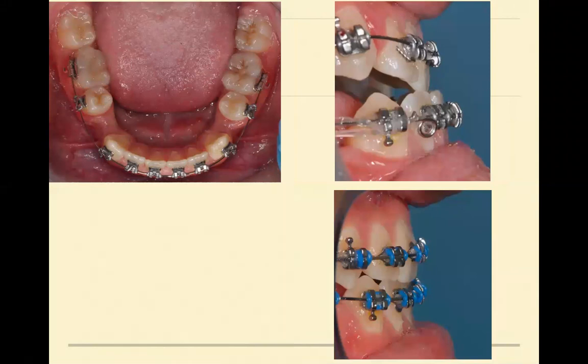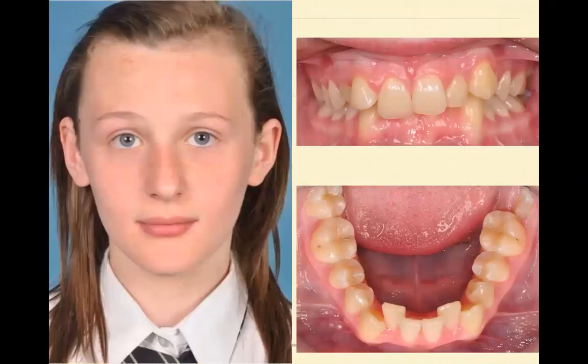By retracting the lower incisors, we are changing their position, but they are stable because they are going to be under the control of the upper central incisors and will never be proclined again. So these are the cases where we can procline.